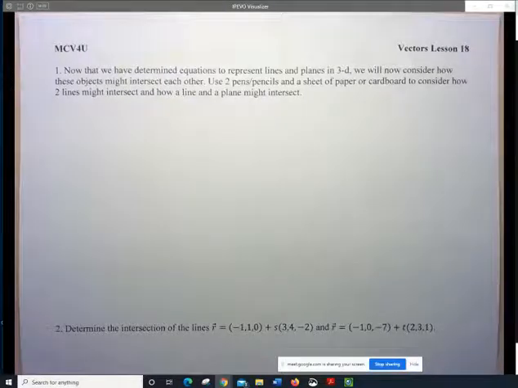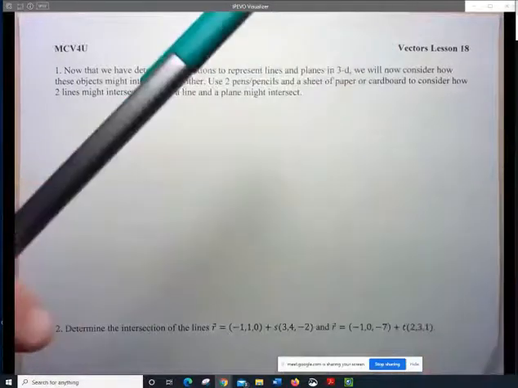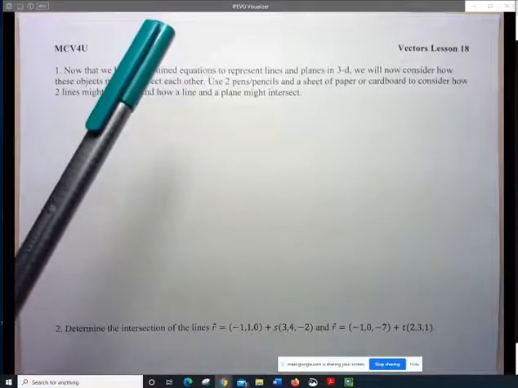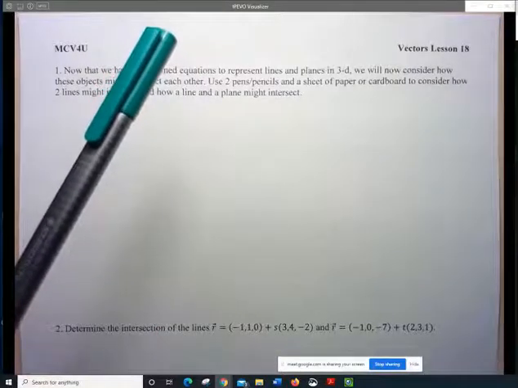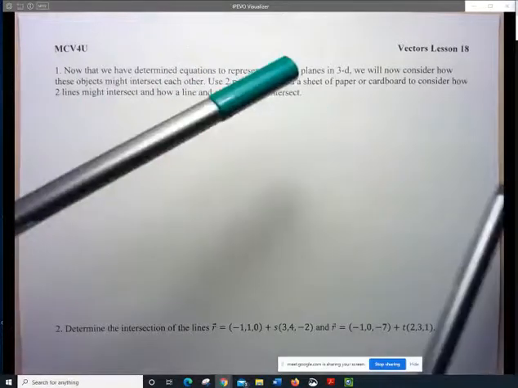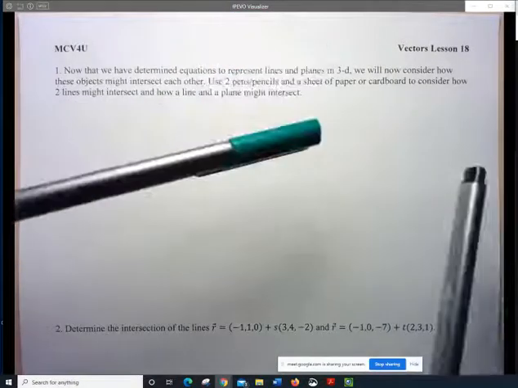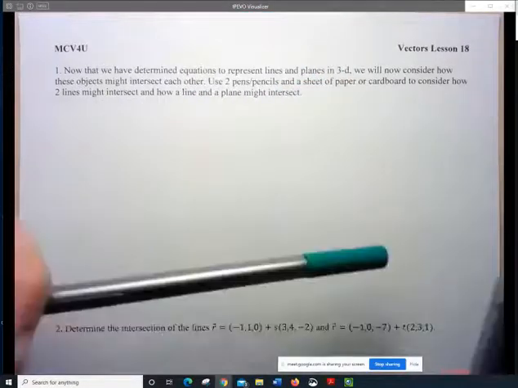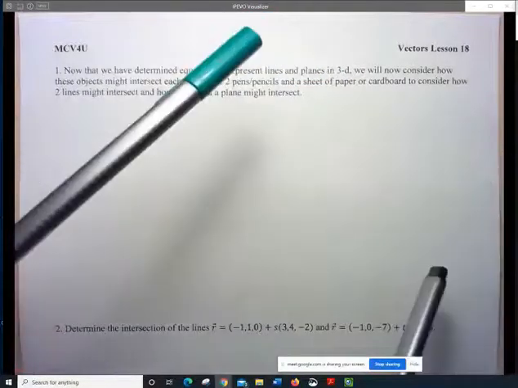Okay, folks, we're back. Let me use these two things as representing lines. Let's start by telling me what can happen when we're looking for intersections of lines. What are all the possibilities? Think back to what you've got in 2D. What do we have in 3D? Who wants to start giving me some ideas here?